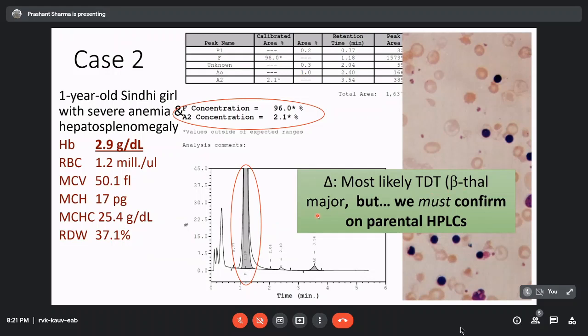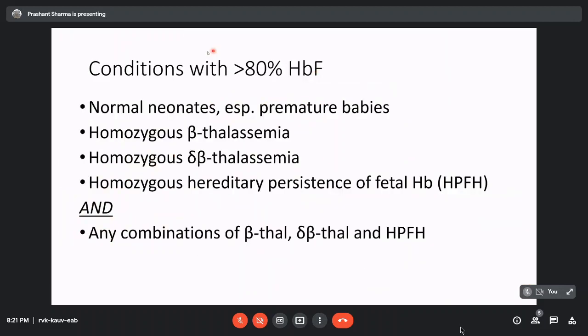At this point, I have to remind you that you must, in this case, also advise parental HPLCs. And that's because our case seems to be an open and shut case of thal major, but there are other differential diagnoses for conditions with increased HbF. So this can happen in normal neonates, especially premature babies. In persons with homozygous beta thalassemia, of course, that we know, that's what our child had, but also in people with homozygous delta beta thalassemia.